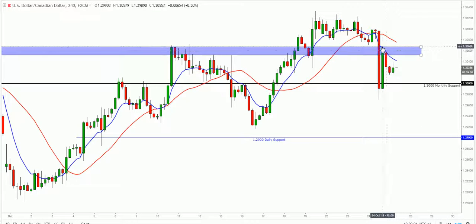However, we're rejecting the moving averages as resistance to now come lower. I do think we can see another tap of this level, potentially some consolidation within this region, but we'll have to wait and see on this one.